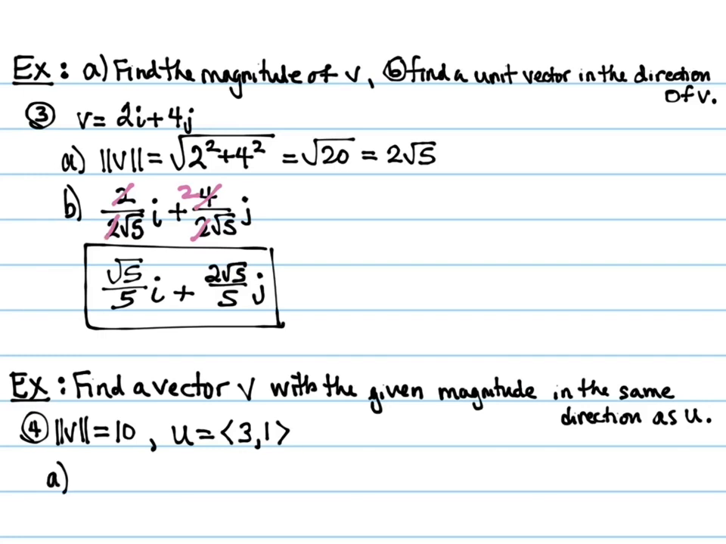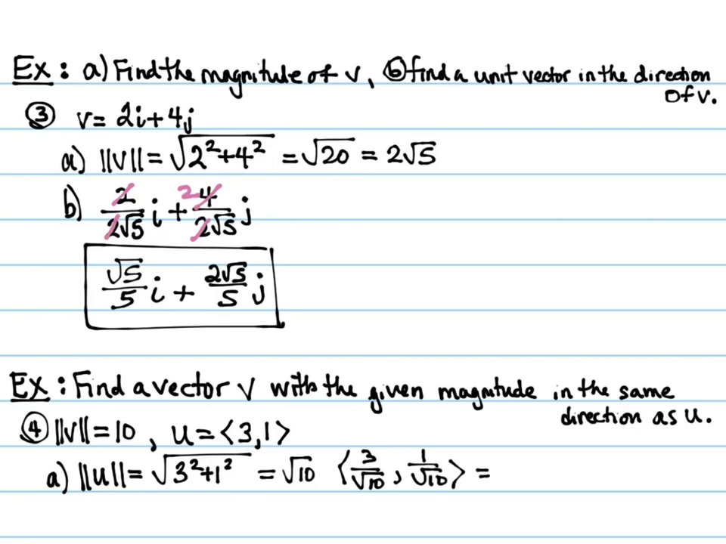So how do I get this to be a unit vector then? Yeah, I need to find the magnitude of, in this case, U. So 3 squared plus 1 squared, square root of 10. So if I want the unit vector in the direction of U, then I would have 3 over square root 10, and what was my other number? 1 over square root 10. Which would be 3 square root 10 over 10, square root 10 over 10, right? That's the unit vector in the direction of U.